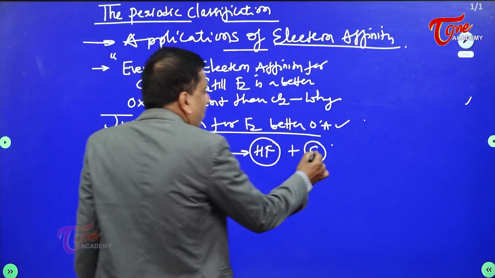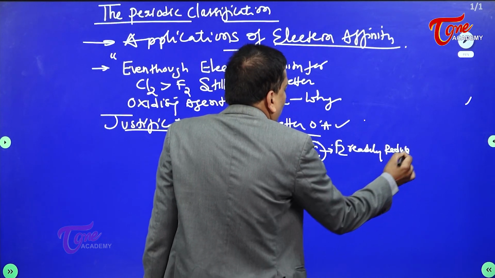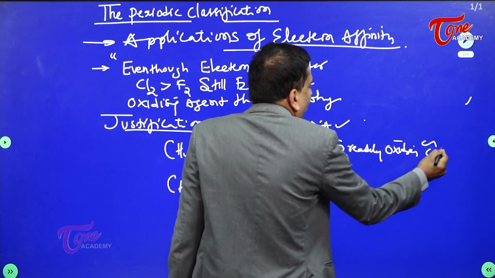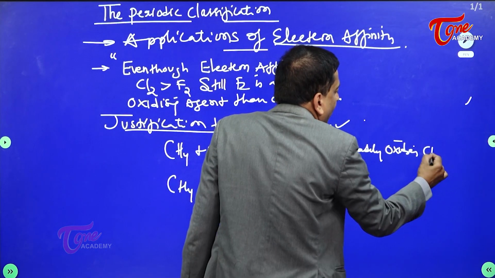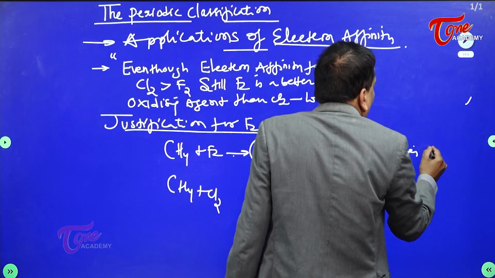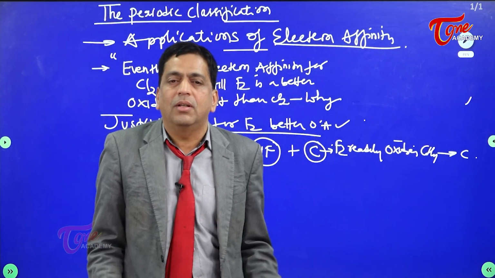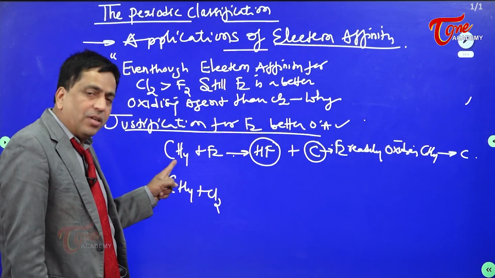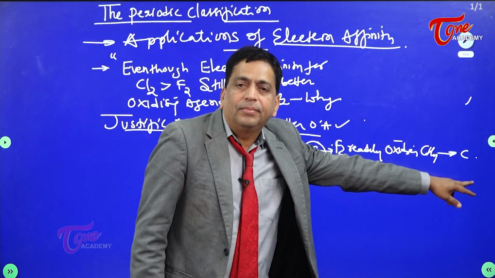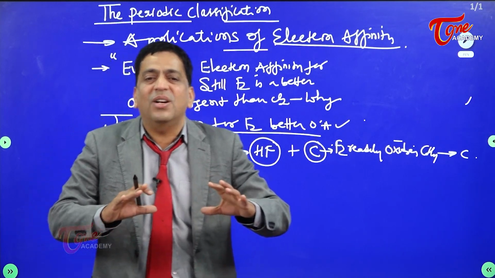So what is happening here? Fluorine readily oxidizes methane to carbon. Loss of hydrogens is oxidation. So you look into this equation, the moment the fluorine is exposed to methane gas, you straight away get carbon. And all the hydrogens went away with fluorines. Remember that loss of hydrogen is also oxidation.